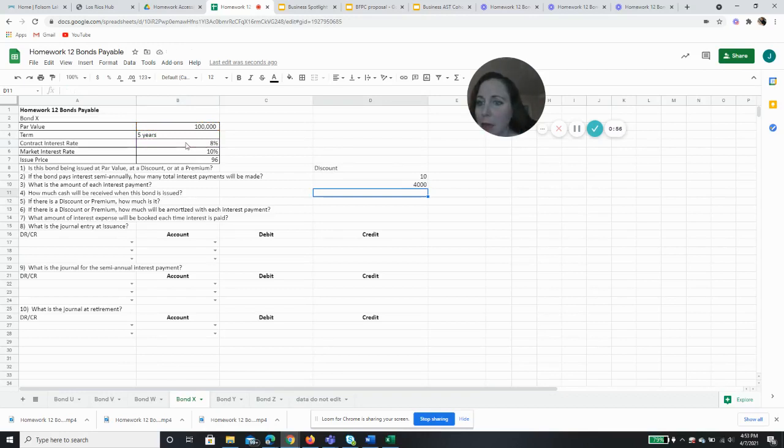And how much cash is going to be received when we issue the bond? Well, we're going to issue it at par times the issue price is 96, so that's 0.96. So times 0.96. All right. So 96,000. If there's a discount or premium, how much is it? Well, we said we have a discount, which means that to calculate that, we're going to take par value minus the cash we're going to receive at issuance, and that gives us $4,000.